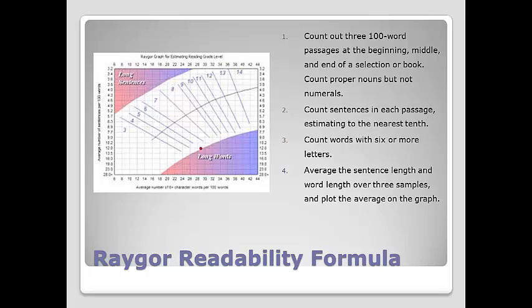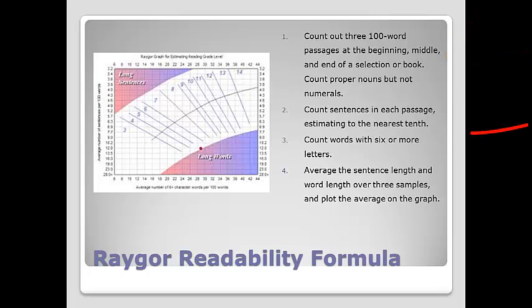One of the readability formulas mentioned in our book is the Raygor readability formula. Basically, this is a labor-intensive formula that you can use, but if you do choose to use it, you need to count out 3 separate passages from your text. The passages need to be 100-word passages. You should choose them from different portions of the text.